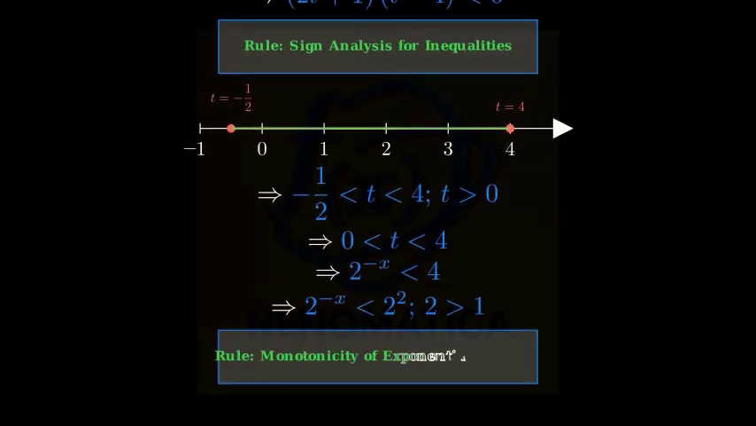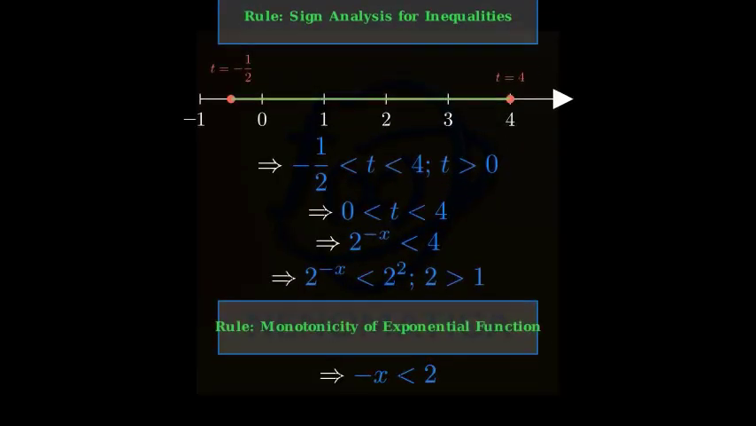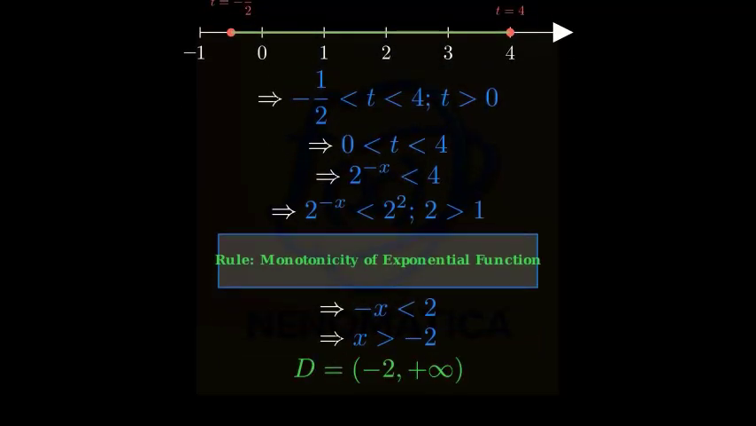Since the base 2 is greater than 1, we can directly compare the exponents. This means negative x must be less than 2. Finally, multiplying both sides by negative 1 and flipping the inequality sign, we get x is greater than negative 2. Therefore, the solution to our inequality is x belongs to the interval from negative 2 to positive infinity.